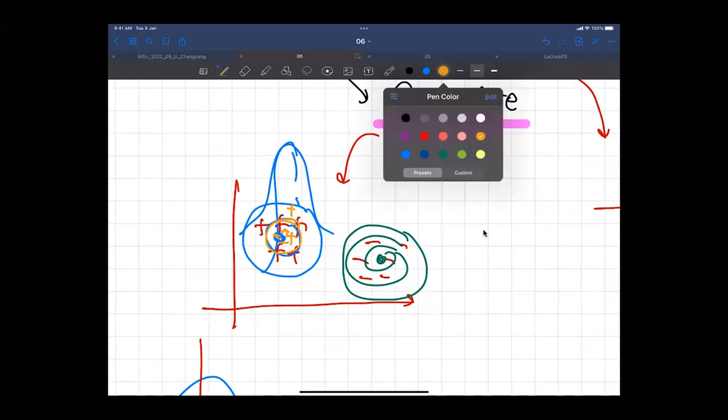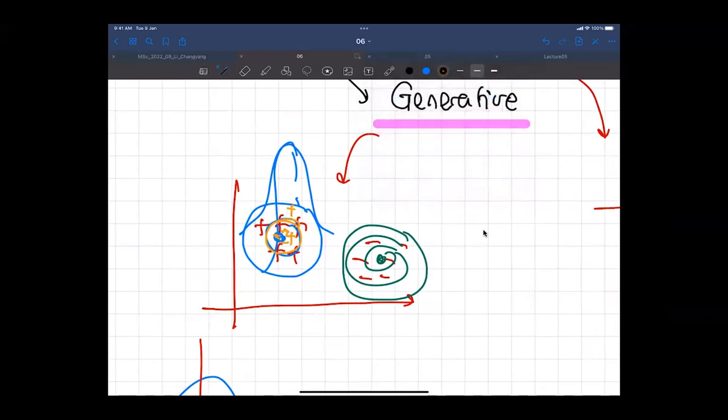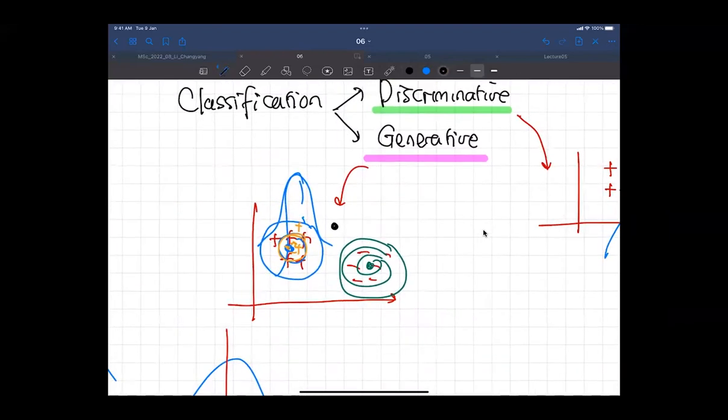If you have new data, for example, this is your new data, you will know the likelihood of this data being positive or negative. In this case, it's likely that it will be more positive than negative. So that's the benefit of generative. Generative can give you the distribution and can generate new, synthetic data.